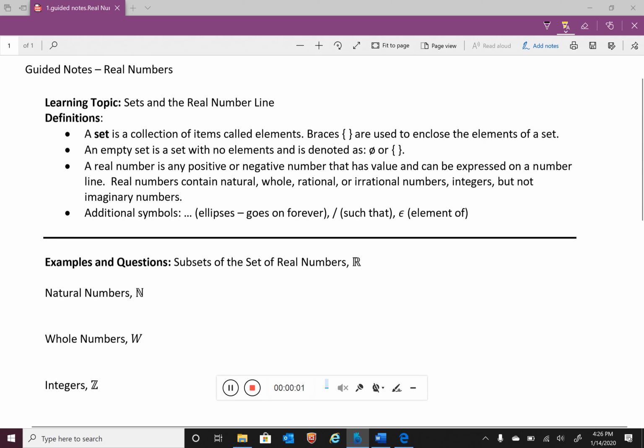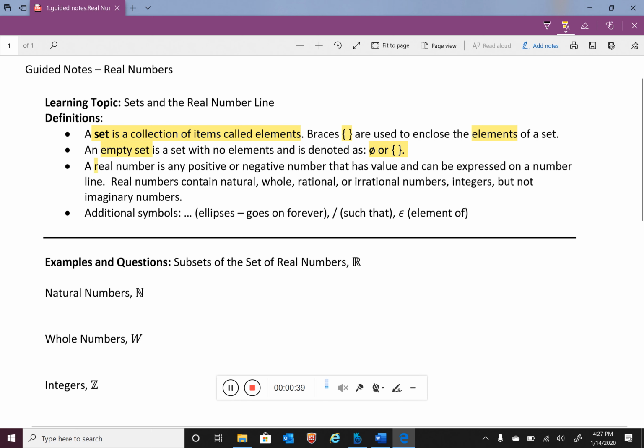Our learning topic for today is sets and the real number line. Our first definition is a set, which is a collection of items called elements. Braces, which are these curved brackets right here, are used to enclose the elements of a set, and elements are just the pieces that are in a set. If nothing is contained in a set, it is called an empty set, and we can indicate an empty set with these two symbols right here.